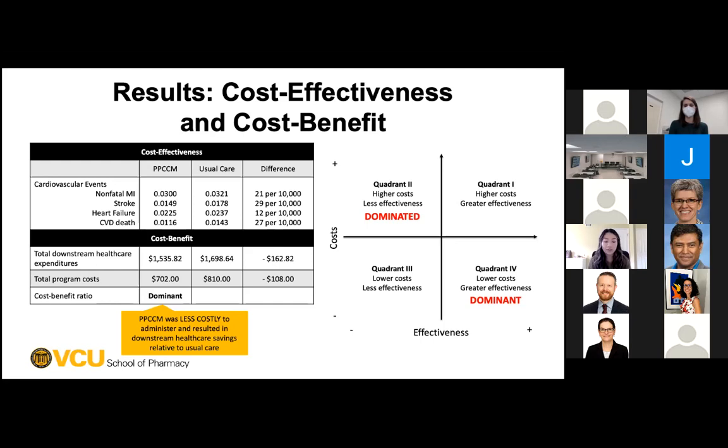So to explain what dominant means, I've included the figure on the right, the cost effectiveness figure. So the x-axis is effectiveness and the y-axis is cost, and there are 4 quadrants. In quadrant 1, there's a trade-off since the alternative option is at a higher cost but has greater effectiveness. In quadrant 2, the alternative option is dominated since it's at a higher cost and is less effective. In quadrant 3, there's also a trade-off since the alternative option is at a lower cost, but is less effective. And then in quadrant 4, which is where our results ended up being, the alternative option is dominant because it's at a lower cost and it has greater effectiveness.